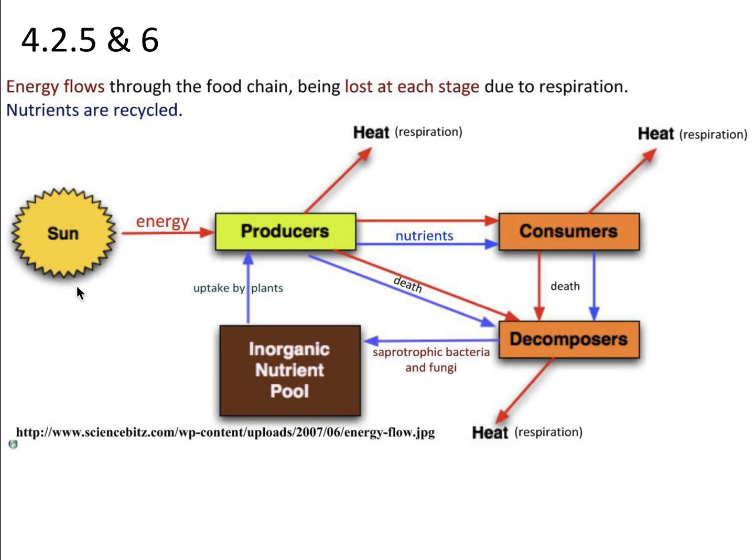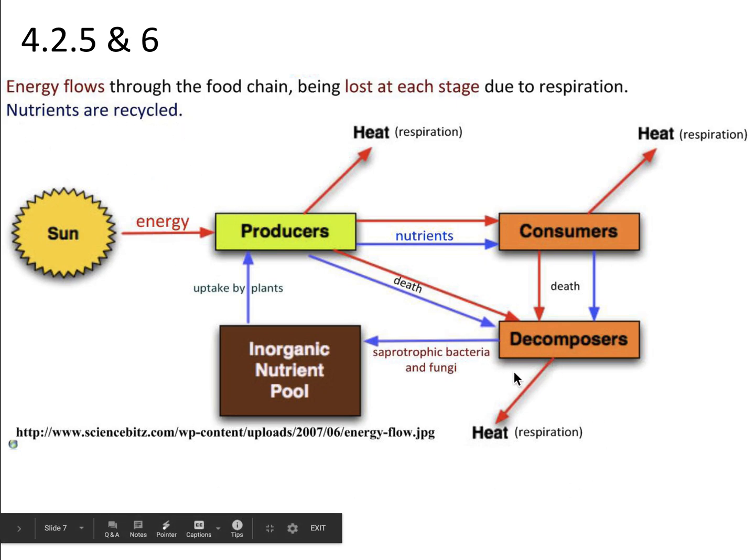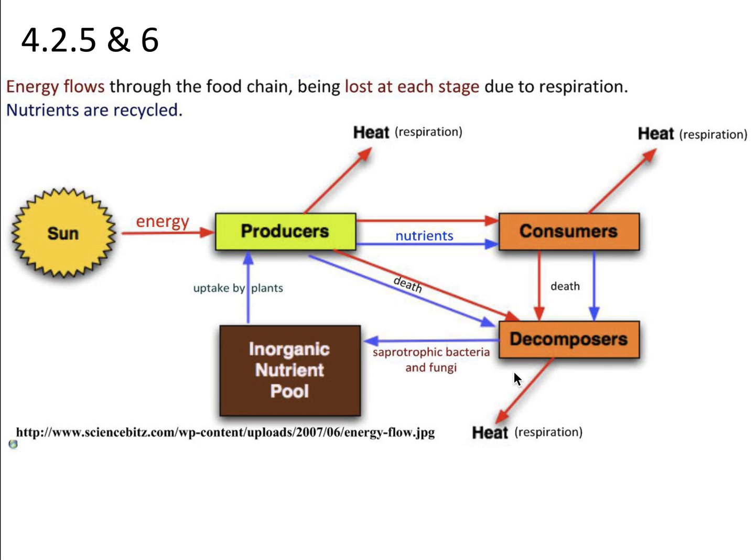So this is showing you how energy is flowing through a food chain and how it is lost and why it runs out and it's not recycled, where nutrients are being recycled by decomposers, like carbon by itself or nitrogen by itself or phosphorus by itself. But we're not seeing sugar being recycled.